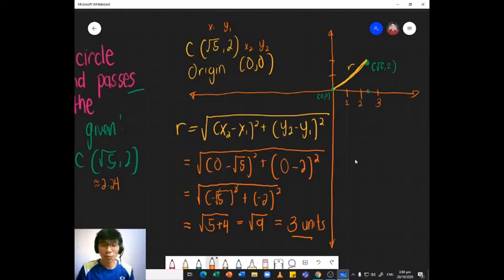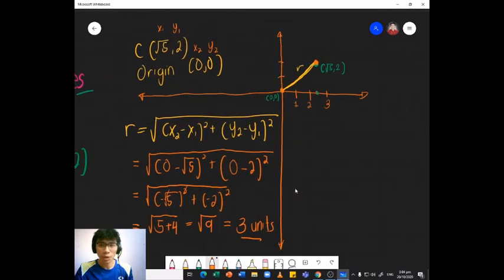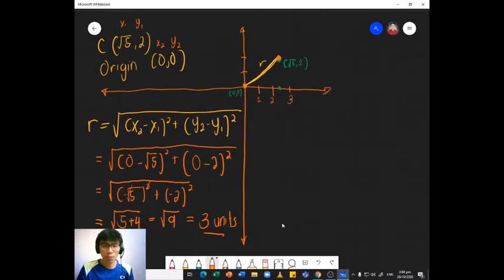Okay, so therefore we already have the radius, we have the center itself. So now we can find the equation of our circle. It only shows that from the origin to this center, the length is 3. So we already have the center, we already have the radius. Therefore, we can now find the standard form, or the equation of our circle.